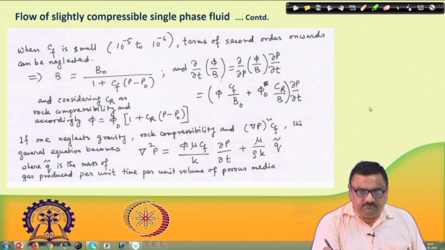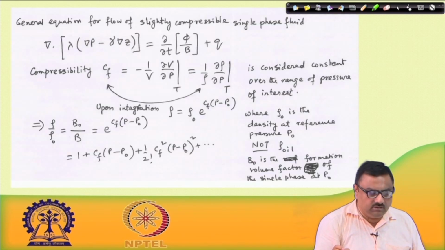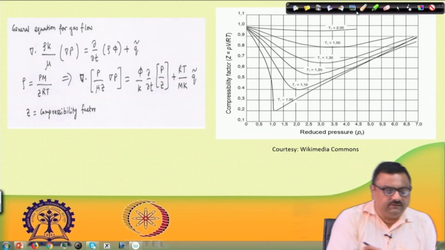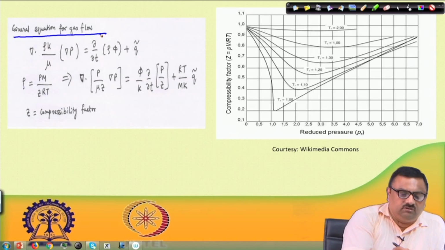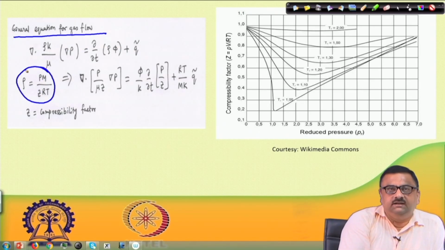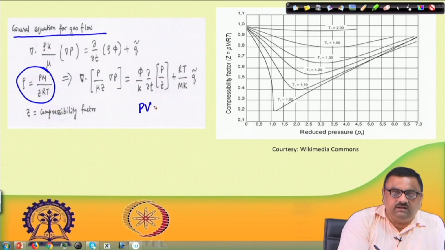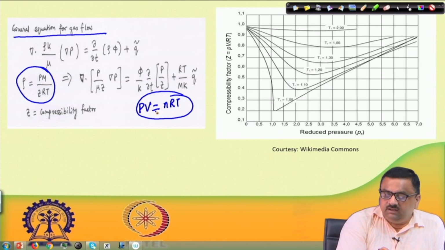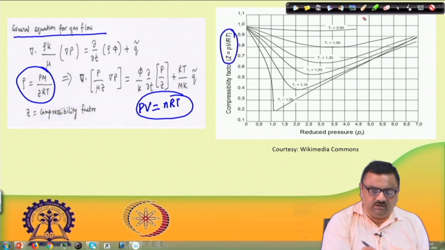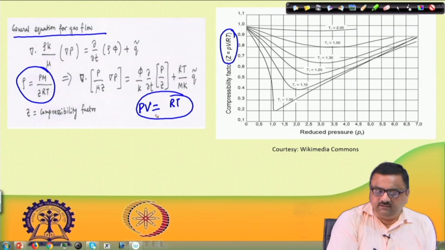And also I must point out before I close this chapter that if somebody looks for the general equation for gas flow, then this is the regular continuity equation that we had, but then the density has to be written as P M by Z R T, where Z is the compressibility factor, because you know that we write P V is equal to N R T. This is the ideal gas law; for 1 mole it would be P V equal to R T. But if it is a real gas, we have to bring in Z, which is equal to P V by R T, so instead one has to consider P V equal to Z R T, where Z is the compressibility factor.